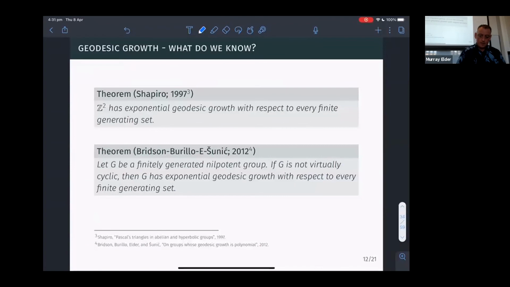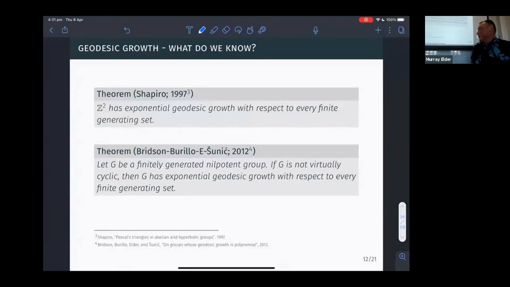Okay. So here's Shapiro again, Mike Shapiro. Z squared has exponential geodesic growth with respect to every generating set. There's quite a simple geometric argument for that. No matter which generating set you choose, you'll always have choices of how you're traveling around in that generating set, so you'll end up with exponential growth. And in 2012, a bunch of us tried to say as much as we could about polynomial geodesic growth. The paper is called On Groups Whose Geodesic Growth Is Polynomial, but we couldn't really say much.